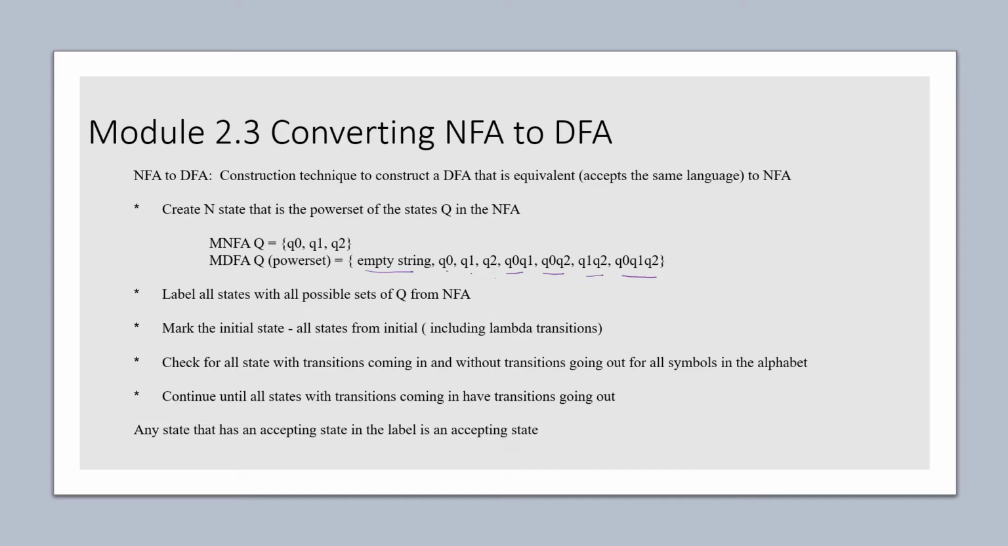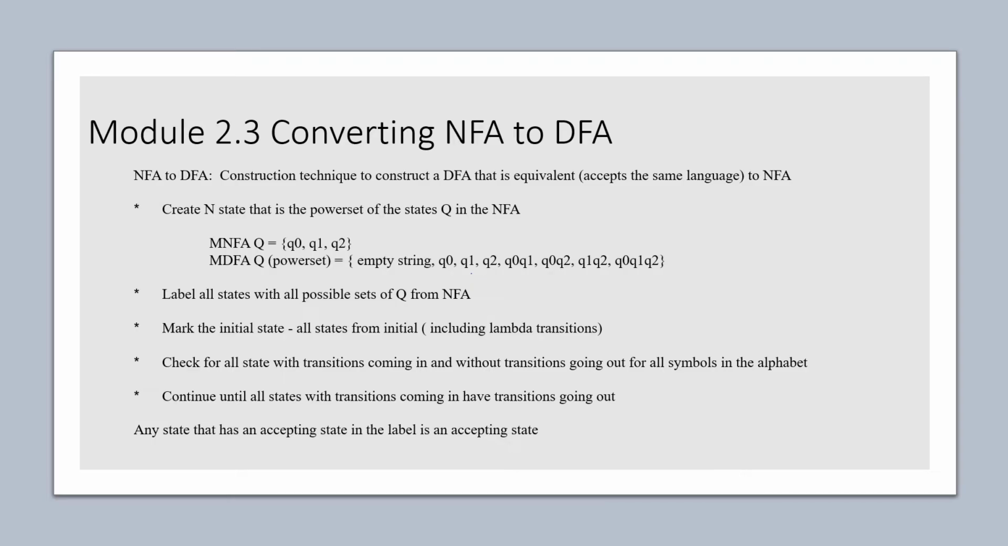All right, then you're going to label all states with the possible sets of Q from the NFA. So you're going to take your NFA and then you're going to create, I'm going to have an example because just saying this sounds very, very confusing, but once you do it and practice it, and you'll have an exercise in which you practice it, it will be much more clear.